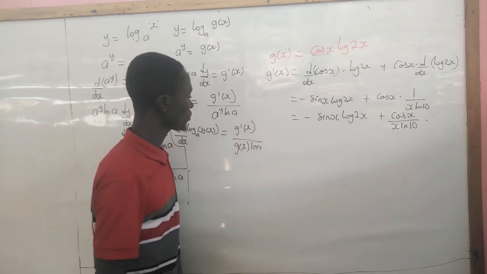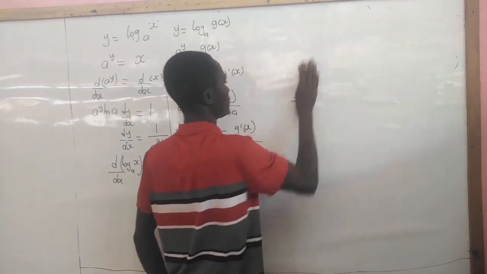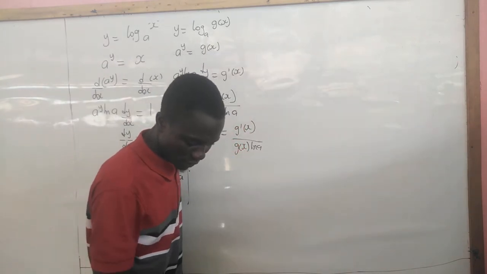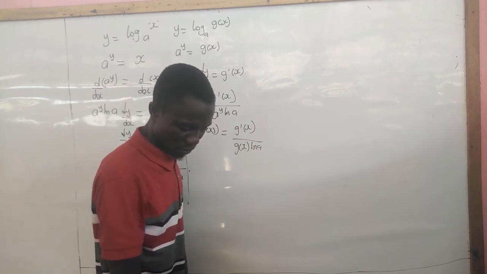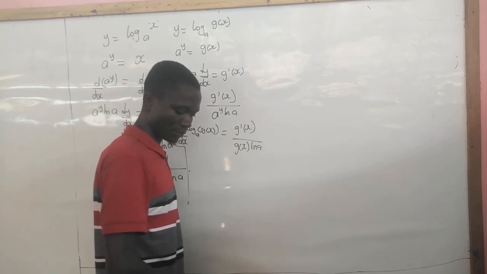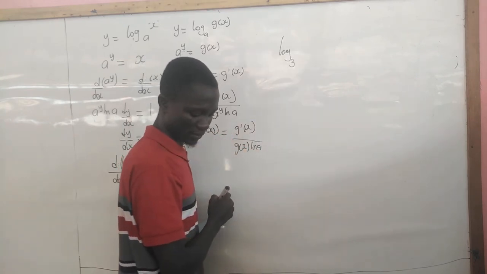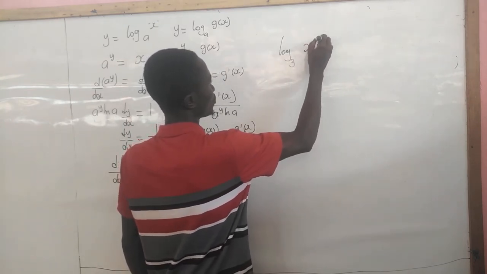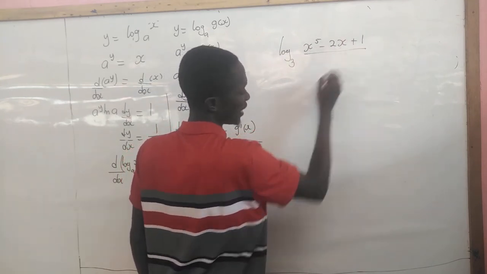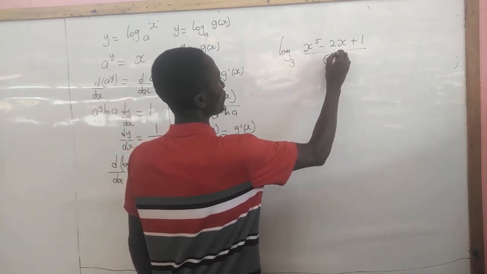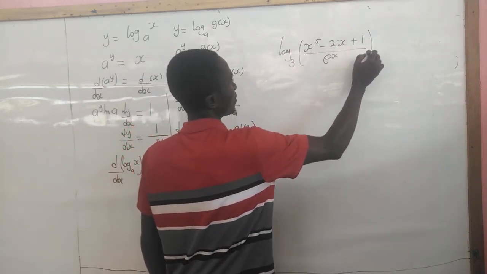Wow. Let's move on. Now, here, this is very tricky. We have log, this is the base 3, and what do we have? I have x to the power 5 minus 2x plus 1 divided by e to the power x. Sure. So let's see. How do we do this one?